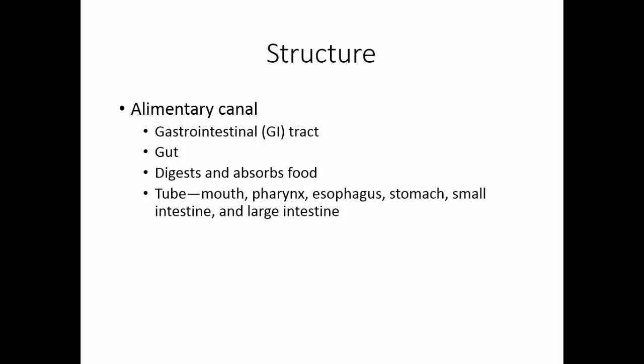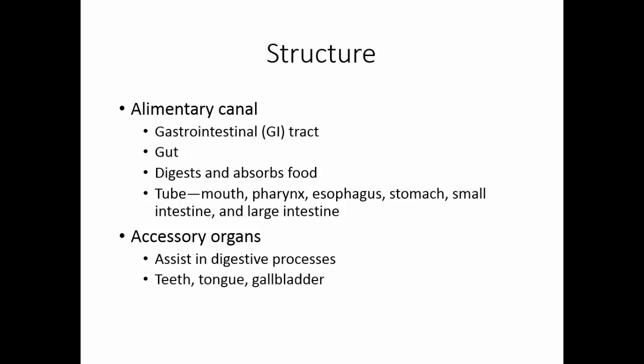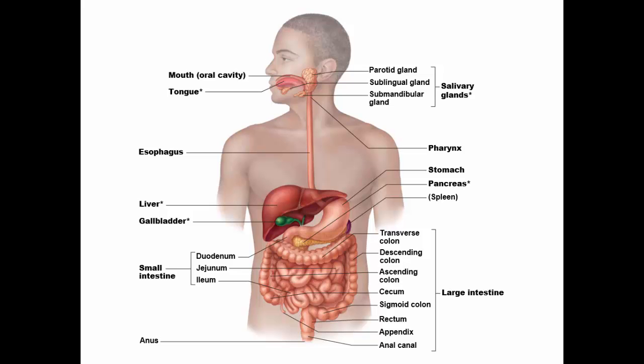and large intestine. Associated with the alimentary canal are certain accessory organs. These organs assist in the digestive processes: the teeth, the tongue, and the gallbladder, as well as the digestive glands, the salivary glands, the liver, and the pancreas. Here you basically see the tube, one long tube that stretches from mouth to anus, and you have accessory organs outside the tube that are capable of contributing solutions to the tube: the salivary glands, the liver, here's the gallbladder, here's the pancreas. The teeth and tongue, of course, are located in the mouth.